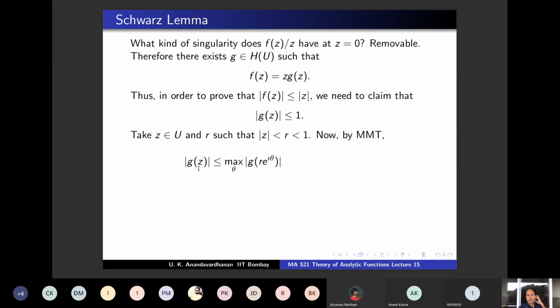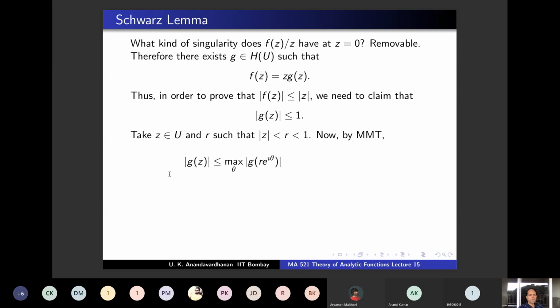So if you take the disk centered at 0 and radius r, the closed disk, then z is inside that disk and there is no local maximum. So mod g z is less than or equal to the maximum over theta of g of 0 plus r e power I theta, where r is this. Okay. And you also know that equality holds precisely when g is a constant. This was also part of MMT.